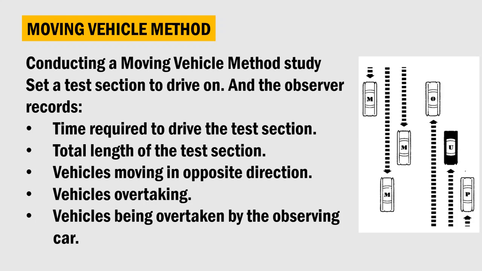In this illustration, we can see the black marked vehicle is the observing vehicle. The O marked vehicle is the vehicle overtaking the observing vehicle. The P marked vehicle is the vehicle being overtaken by the observing vehicle, and the M marked vehicles are the vehicles which are being driven in the opposite direction.